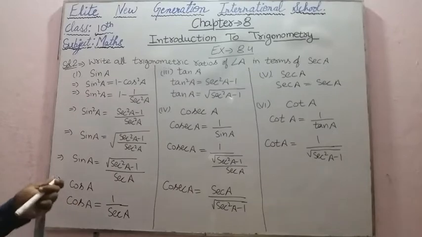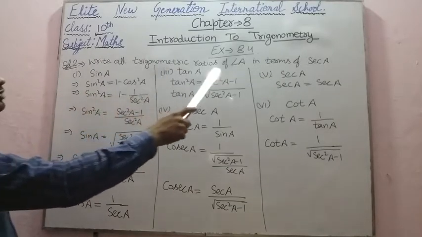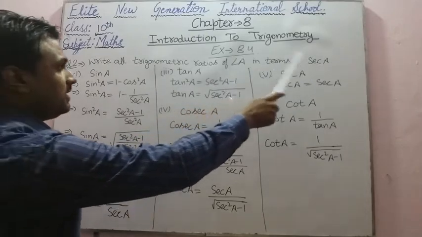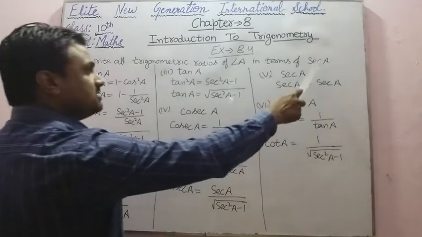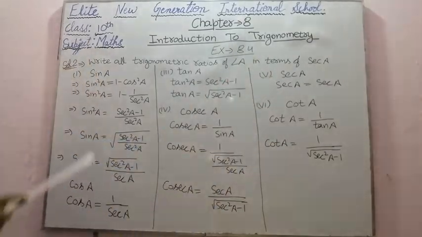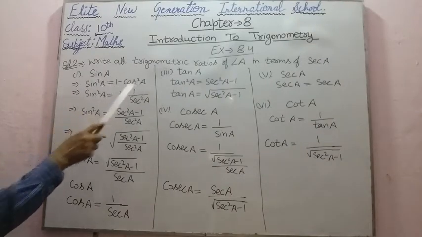See question number 2. In question number 2, we have to write all the trigonometric ratios of angle A in terms of sec A. That means we have to convert all the 6 ratios of trigonometry into sec A. So here the first ratio is sin A. We can use the formula sin square A equal to 1 minus cos square A.